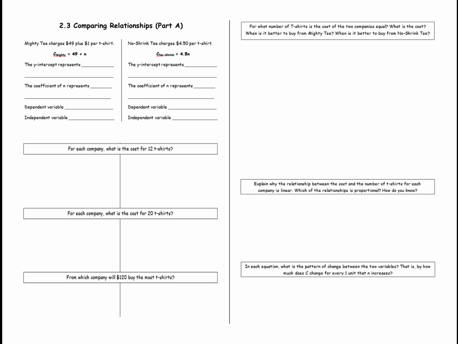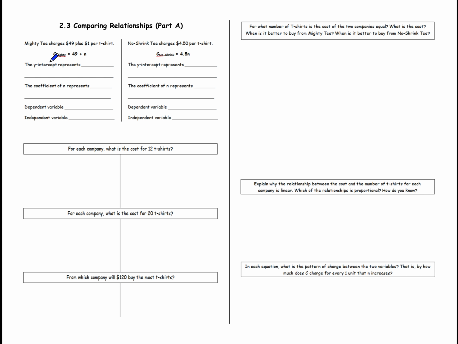If you look at part A on page 34, for number 1, it says, for each equation, explain what information the y-intercept and the coefficient of n represent. What is the independent variable? What is the dependent variable? If you notice your notes here, I did set them up for you.